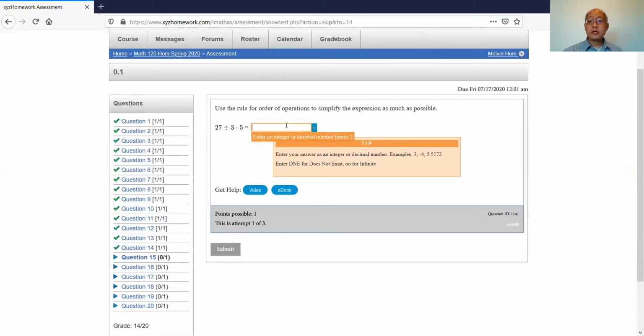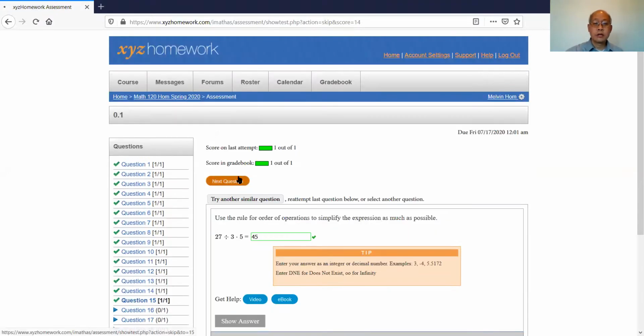Okay, 15. This one, division, multiplication, just go from left to right. 27 divided by 3 is 9. 9 times 5 is 45. So let's try 45. And there we go.